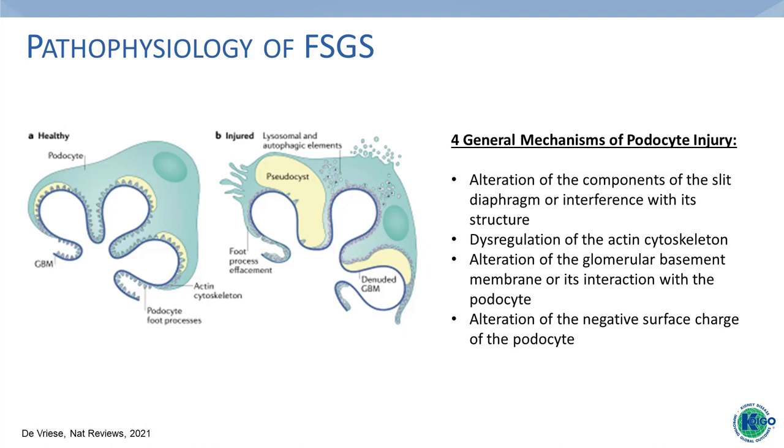Now you'll have an additional webinar that is focused on treatments of FSGS, and as it pertains to dysregulation of actin cytoskeleton, we'll recognize that some of our immunosuppressive therapies, and in particular calcineurin inhibitors, are used specifically for its non-immunologic effect of supporting the actin cytoskeleton.